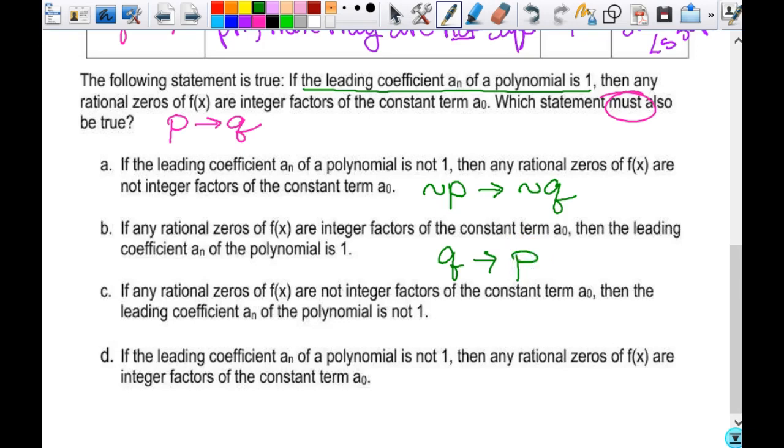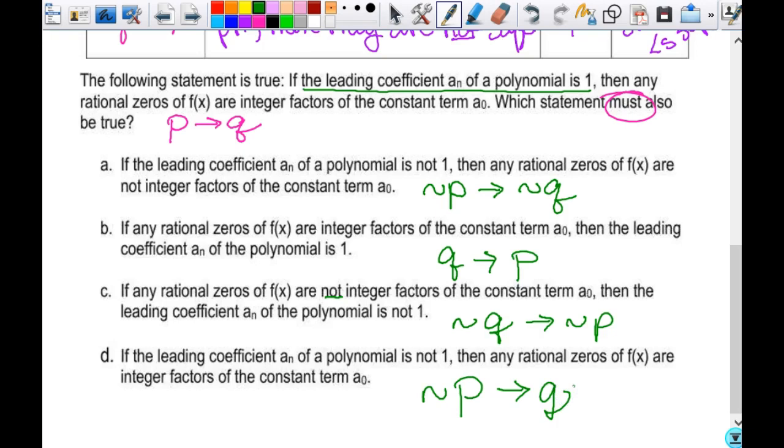Then I look at C. If any rational zeros, so the rational zeros part was the Q part again, but it says are not integer factors, so that's not Q. Then the leading coefficient, which is the hypothesis part, is not 1, so that's not P. The last one starts with the leading coefficient. That's the P part. It says not, so it's negative. Then any rational zeros of f of x are integer factors, so that's the Q part, but it's true. Oops, so it looks something like that.